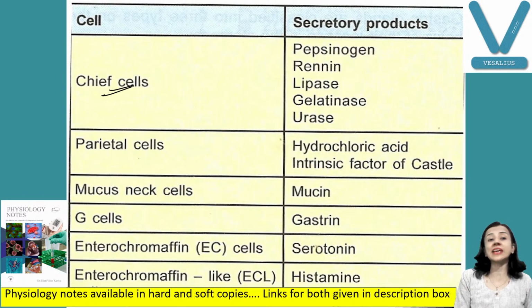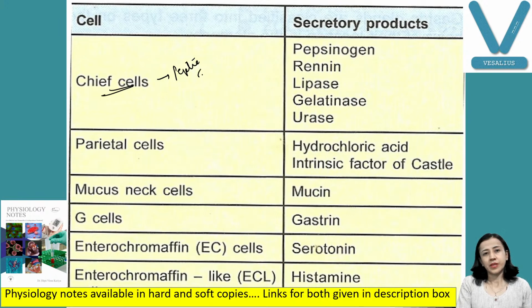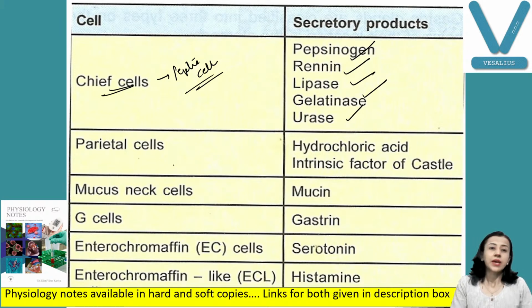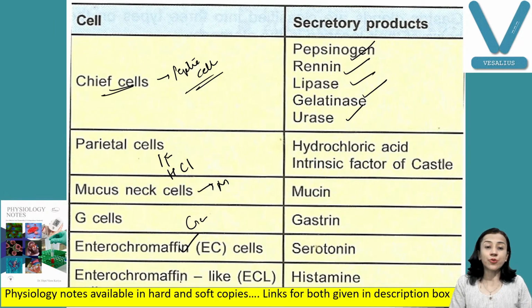Chief cells, mainly these chief cells or peptic cells, secrete enzymes. You can see pepsinogen, renin, lipase, gelatinase. Parietal cells secrete intrinsic factor and HCl. Mucus neck cells secrete mucus. G cells secrete gastrin. Enterochromaffin cells secrete serotonin. Enterochromaffin-like cells secrete histamine.